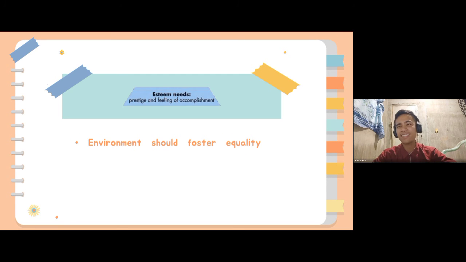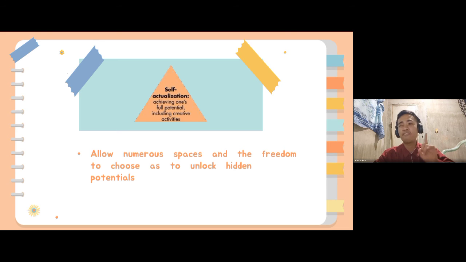Moving on, the second to the last tier, we have esteem needs. The environment should foster equality. So you as a teacher should make sure that you advocate for equality, or else how would your students have self-esteem? Last but not least is self-actualization itself. If you meet all the criteria leading up to this that I've mentioned earlier, then this will be the last step. You should allow for numerous spaces and give the students the freedom to choose which space they want so that they might unlock their potential.